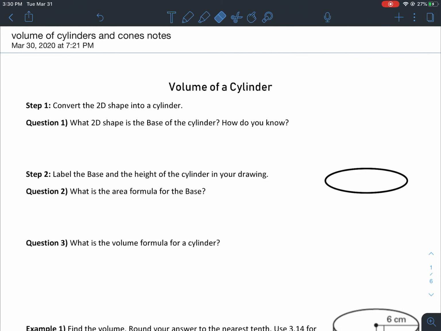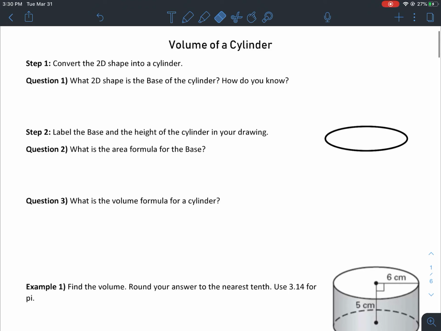Hello, today we are going to go over how to calculate the volume of a cylinder. So in case you guys don't know what a cylinder is, I want you to imagine a can of food. That's what a cylinder looks like.